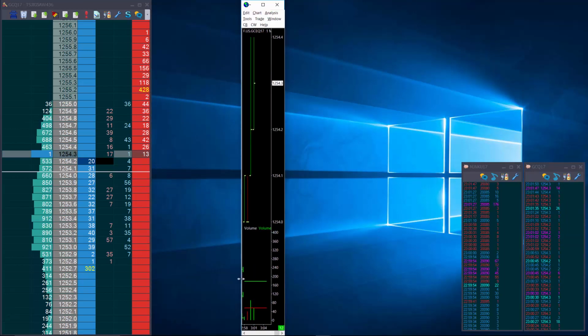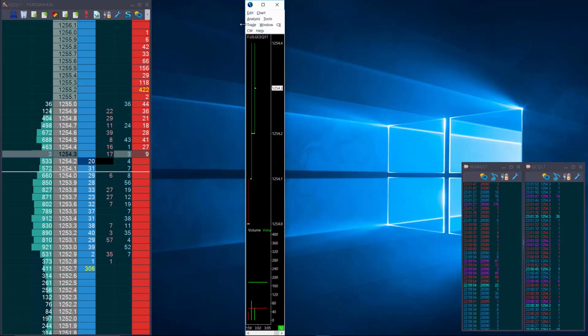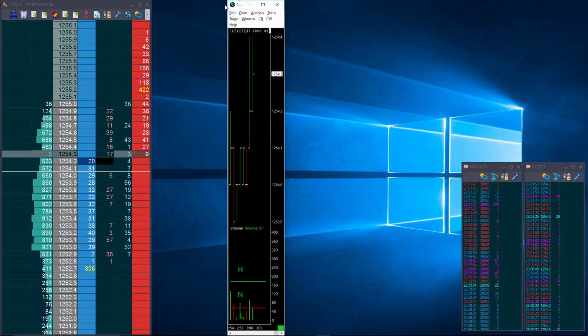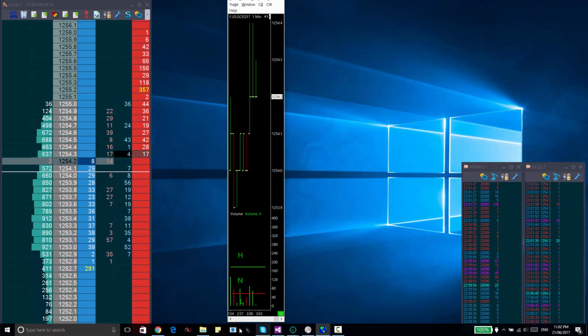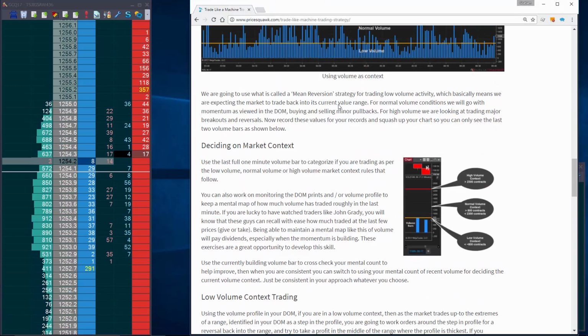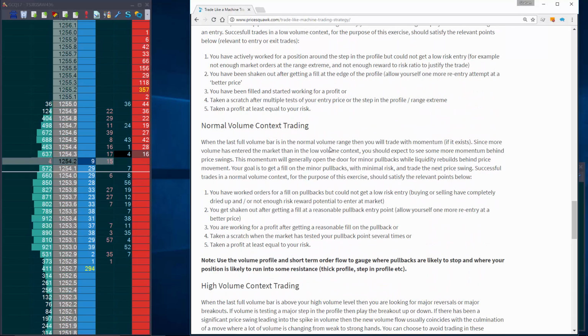So if we squash up our chart like we recommended in the drill, we have the previous bar as a normal volume trading context. So if we look at our rules briefly to give you an idea of how simple this is, in a normal volume, we're expecting a little bit more momentum behind moves. So that first implies that there is some directional bias obvious in the market.